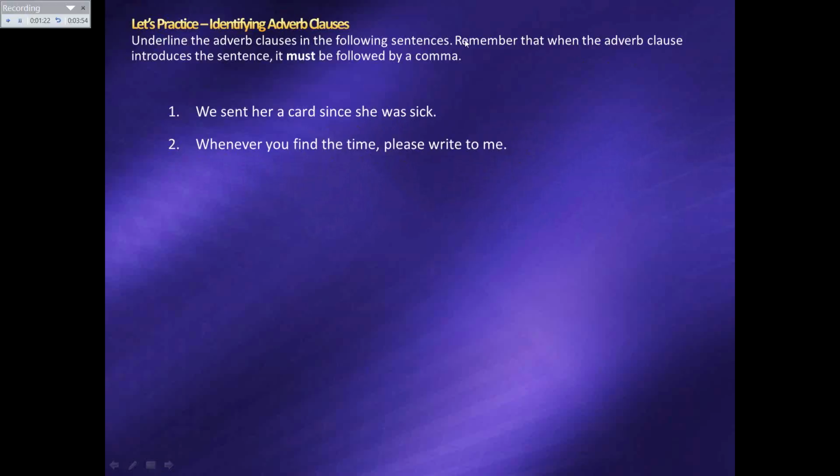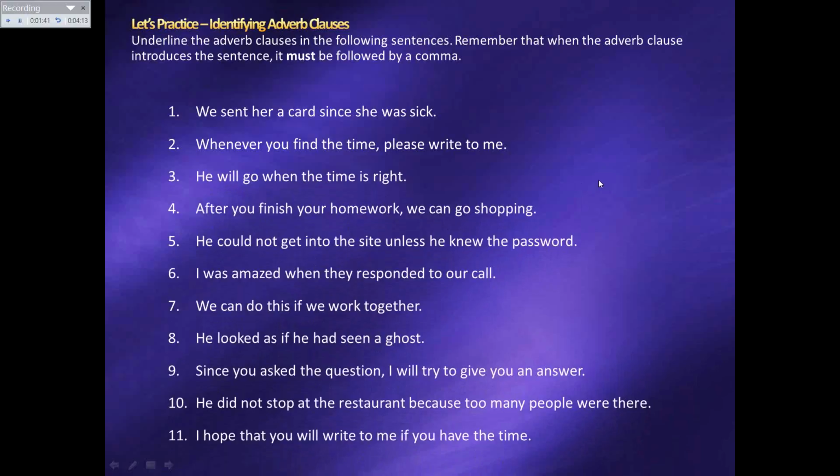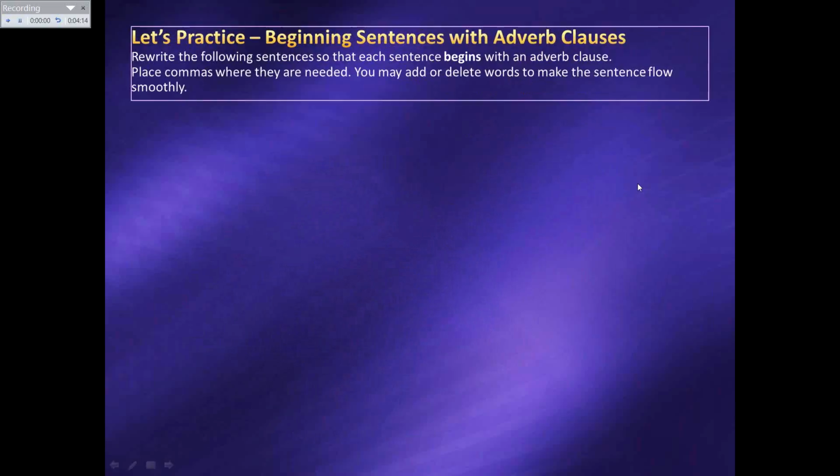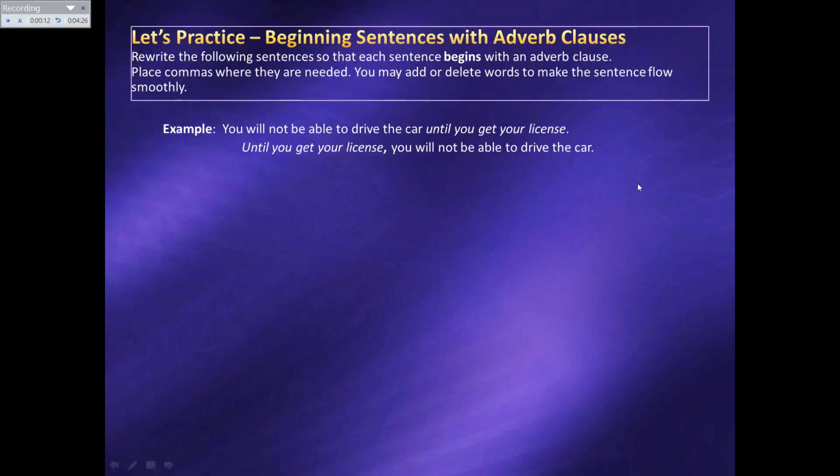So remember that our instructions said to underline the adverb clause. So you're going to underline this, and then you're going to underline that, and then I want you to start remembering that you have to have that comma after it if it introduces the sentence. All right, here are the rest of those. And then we'll practice some more. And these are going to help you learn to write better, because the exercise is to begin sentences with adverb clauses. I've given you a sentence. You will not be able to drive the car until you get your license. And I want you to rewrite that sentence and begin the sentence with your adverb clause.